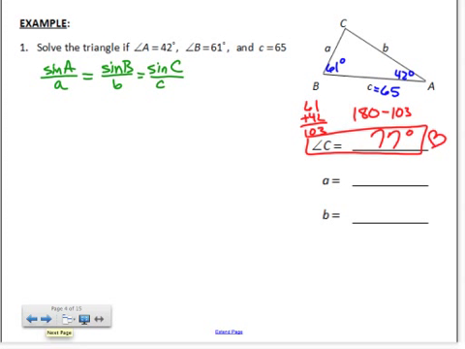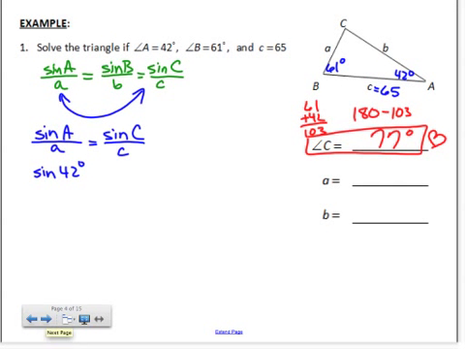Now you have a matchy-matchy. You have big angle C and little c, so that's going to be one of them that you use. We're going to solve for A first. So we have sine of A over little a equals sine of C over little c. Show us the formula you're using, then do the substitution, so it gives you a place to find a mistake. Sine of big A, which is 42, over little a, which we don't know, equals sine of big C, which is 77, over little c, which we know is 65.